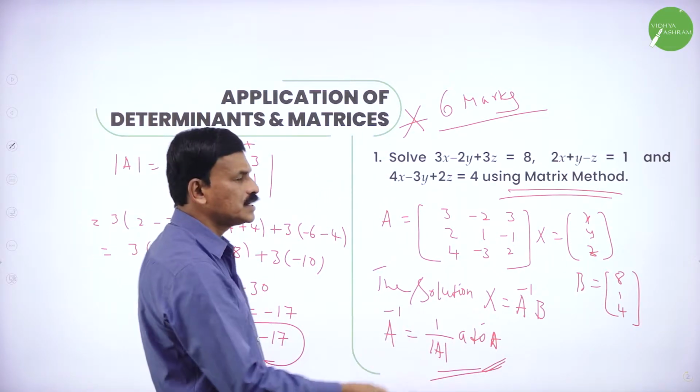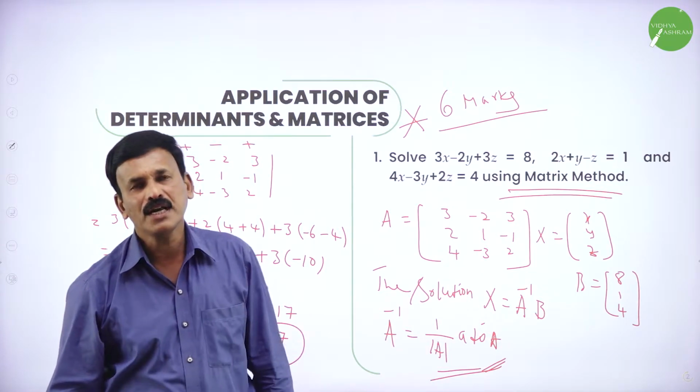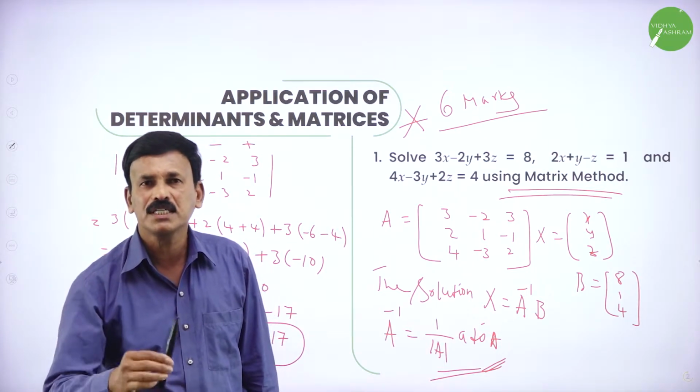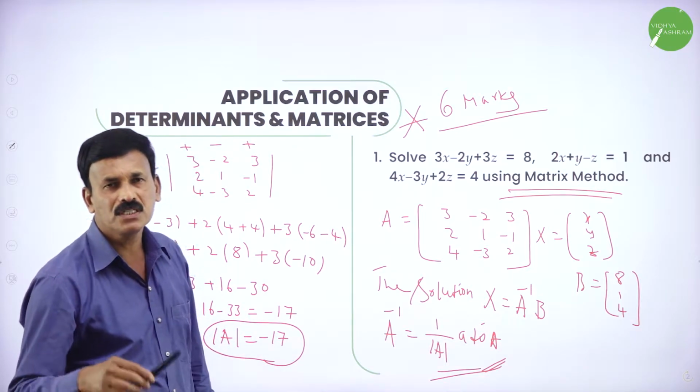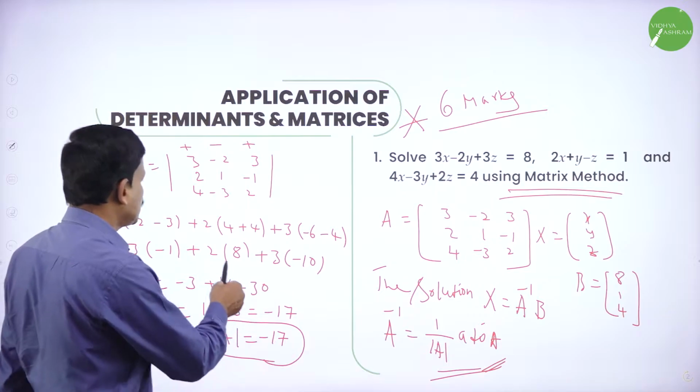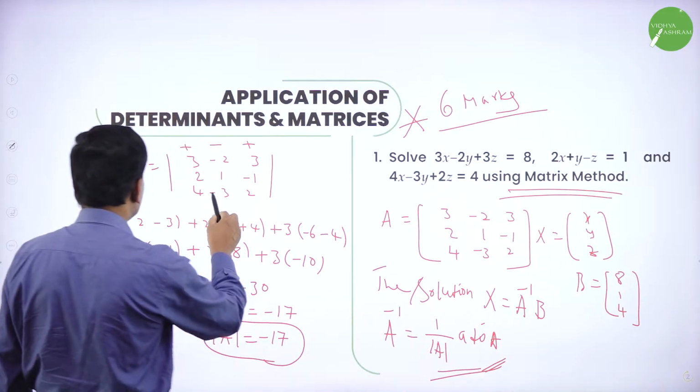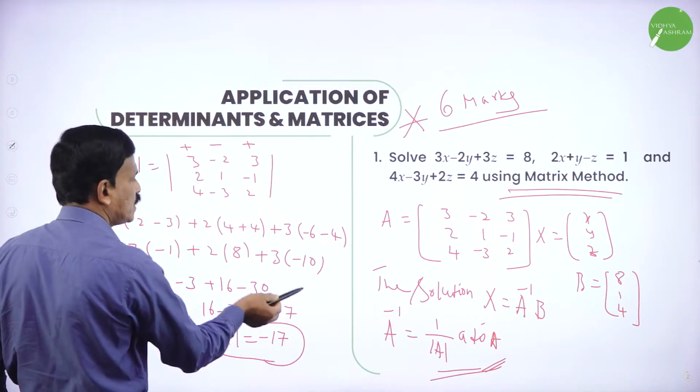The solution is X is equal to A inverse of B. And you know A inverse is equal to 1 over determinant of A into adjoint of A. First find out the adjoint of A. For the adjoint of A, first find out the determinant. For the inverse, first find out the determinant of A.